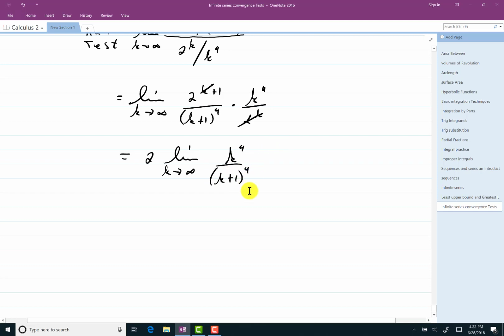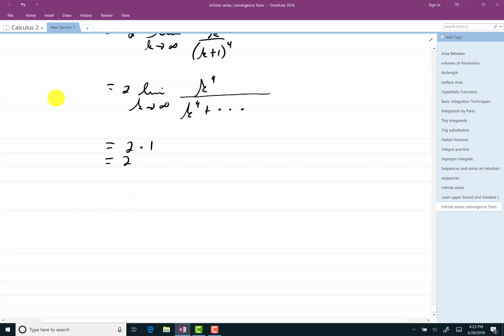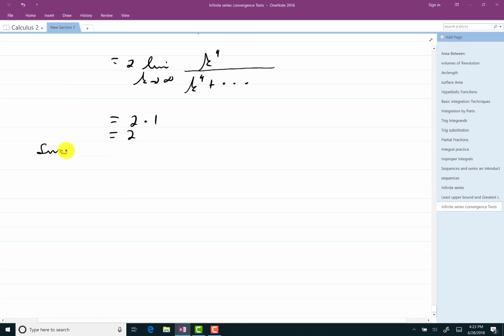Now, you can do L'Hopital's rule here if you want to, but in fact, this is 2 times the limit as k goes to infinity. I'm going to multiply out the denominator, but not all the way. The denominator will be k to the 4th plus other things. I really don't care. All I care about is the highest power, and that's k to the 4th. Something like this, as k goes to infinity, equals 1. Well, since 2 is bigger than 1, the series diverges.